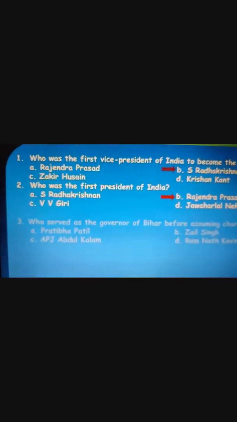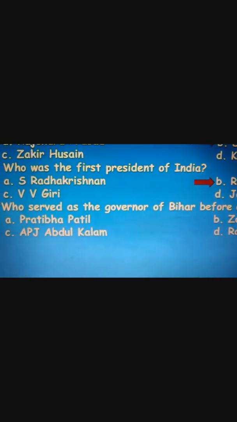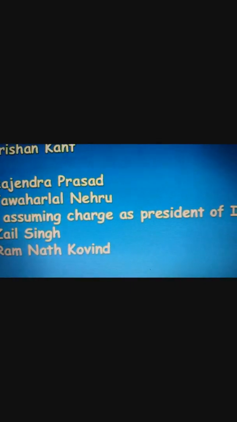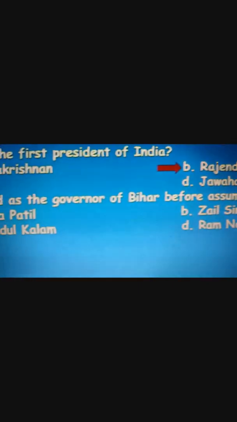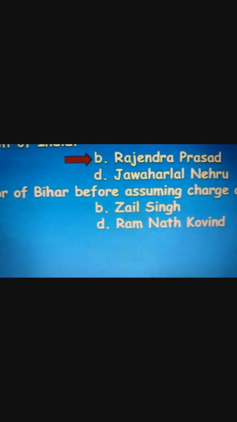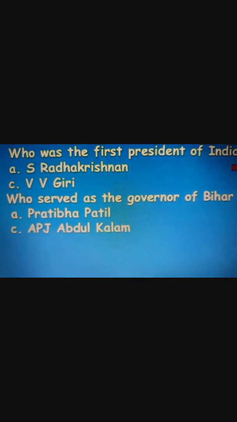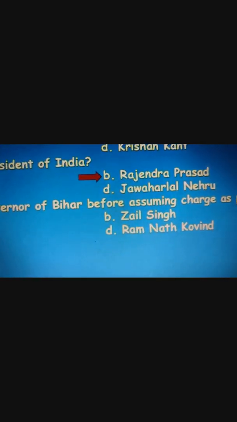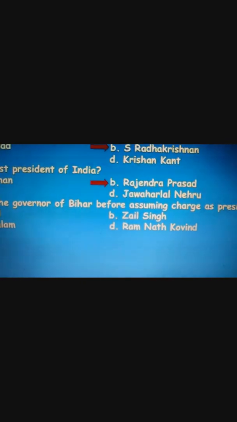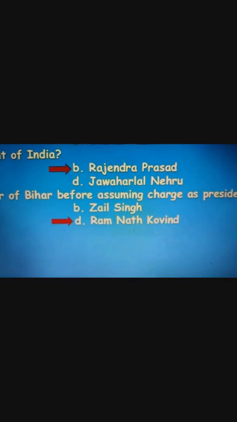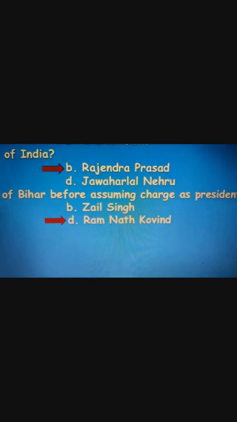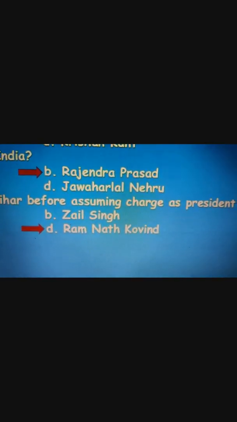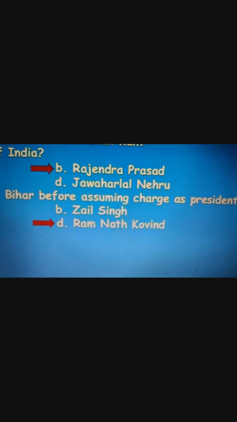Next, who served as the governor of Bihar before assuming charge as president of India? First option is Pratibha Patil, second is Zail Singh, third is APJ Abdul Kalam, and fourth is Ramnath Kovind. Its answer is Ramnath Kovind, and he is the 14th president of India, and his tenure is from July 2017 till now. Right.